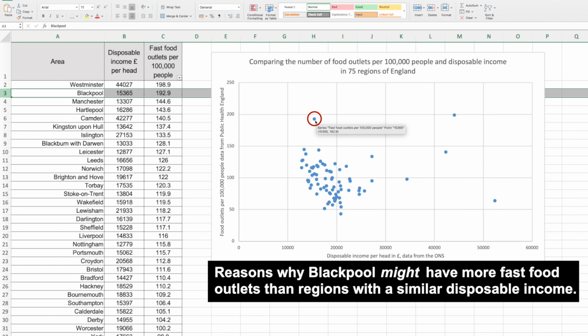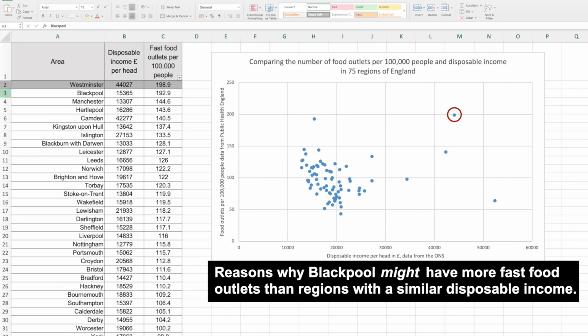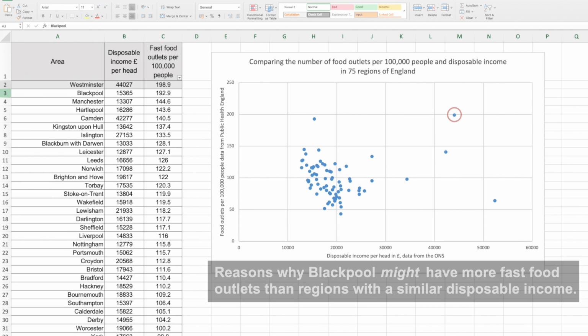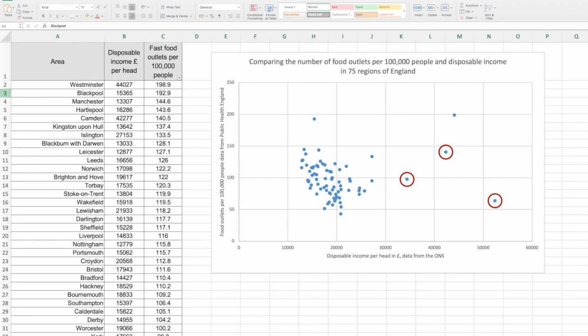One possibility is that Blackpool is a seaside resort and therefore needs to cater not only for people who live there, but also for visitors that come during the day or stay. Having lots of visitors might also explain why Westminster has lots of fast food outlets as well. That explains these 2 points. But what about the other 3 points?